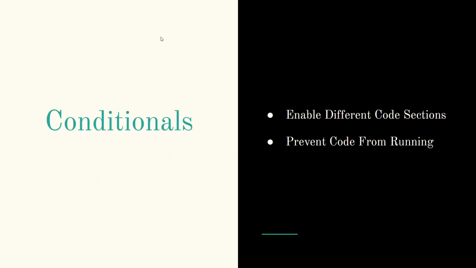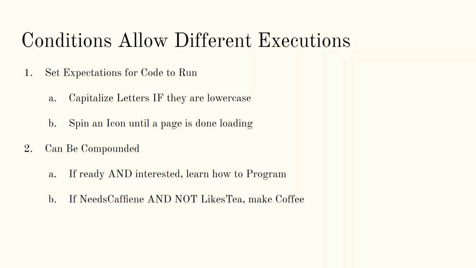Now we're going to talk about conditionals. And conditionals are found within every piece of code. They allow us to turn on different pieces of code and turn off different pieces of code. And they're absolutely critical to understand. So conditions allow us to have different sort of execution paths for things. So you can set expectations for a code to run. An example would be if you wrote a function to capitalize letters, you want to capitalize letters if they are lowercase. There's no need to recapitalize the letters.